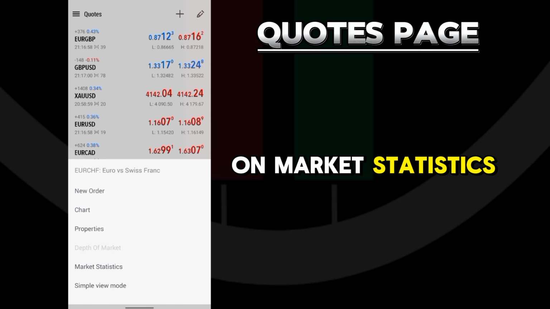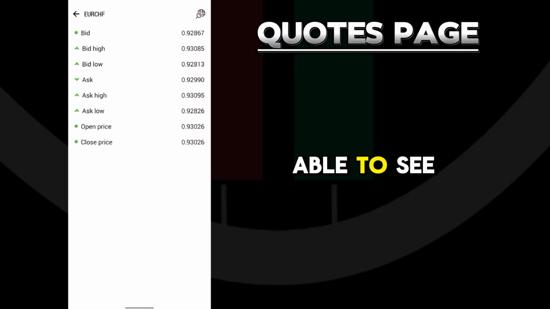On the Market Statistics option, you can see the price movement of the assets in text mode. This will show you the ask, the bid, and the open and close of the asset on that particular day. If you don't want to use the chart, that is also an option for you.